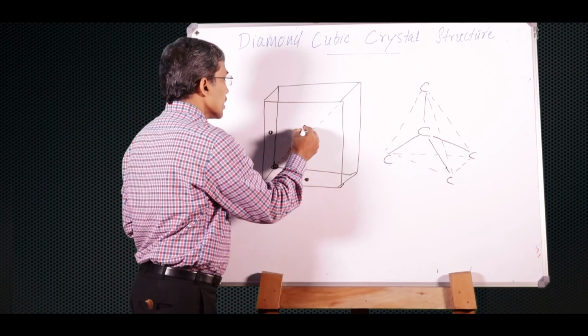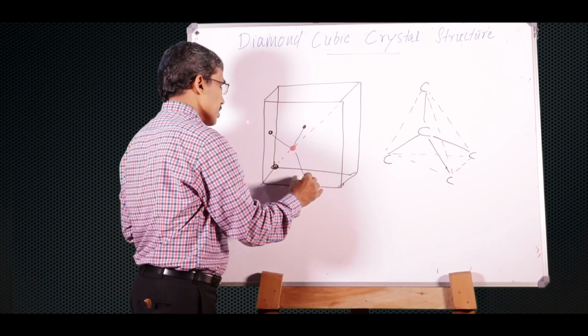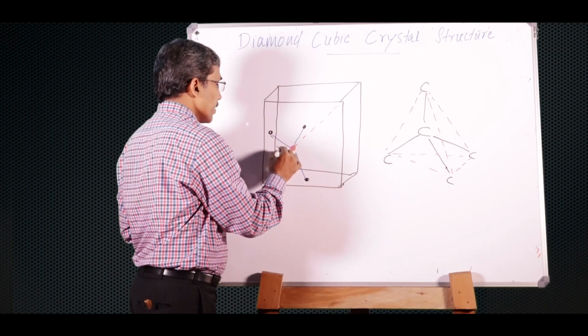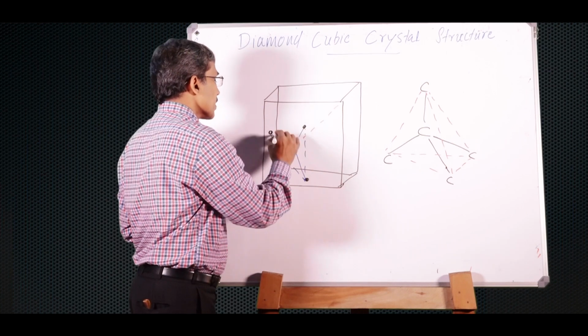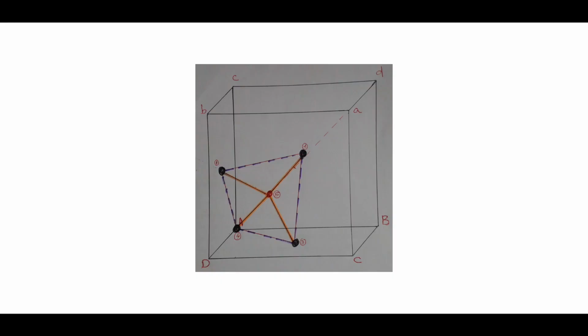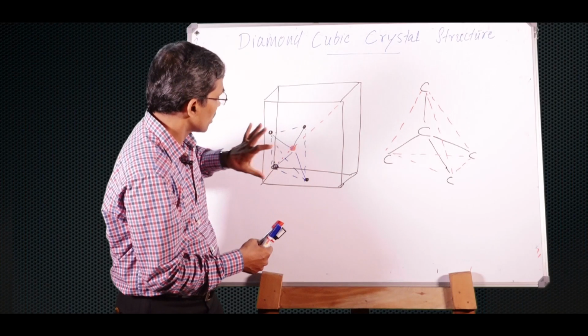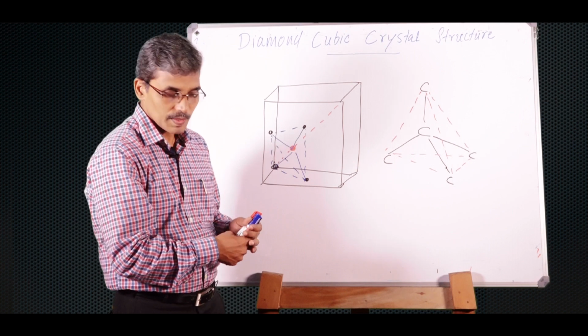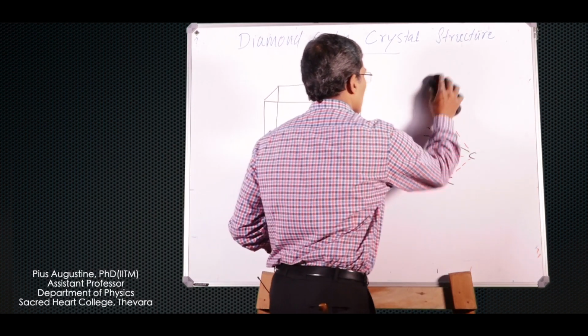So these four atoms together will make a regular tetrahedron. I'm just connecting it. So this is one, this is one, this is one, this is one, and we will be having a regular tetrahedron. In order to understand, we can project this. This particular tetrahedron is in the back part of the cube, because this is a face center and this is a back bottom corner. This is the back face center, this is the left side corner, left face center. So this particular tetrahedron is going towards the back side. So we will project this on a two-dimensional plane.